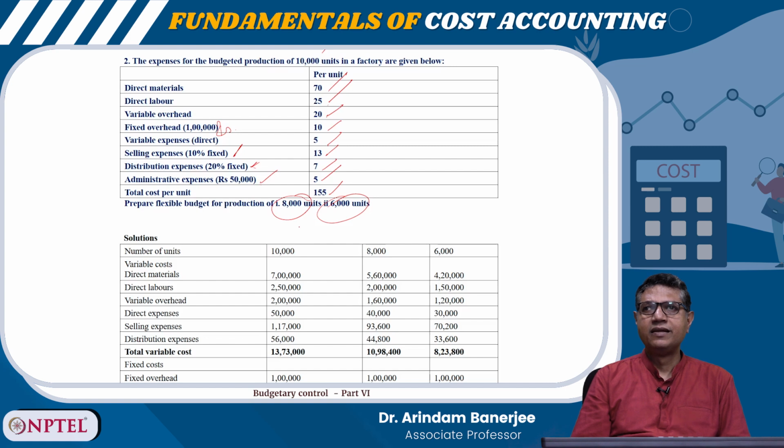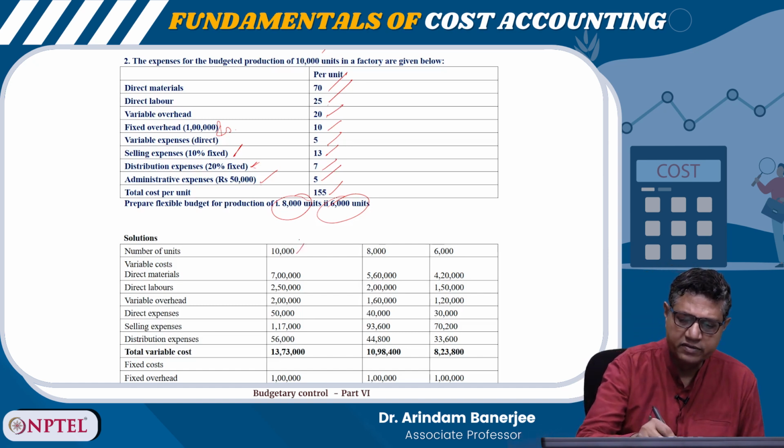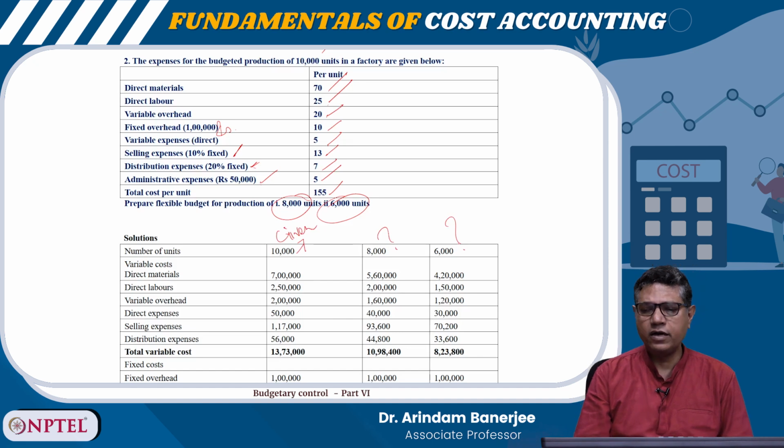A few expenses like fixed overhead and administrative expenses are totally fixed in nature, and selling expenses and distribution expenses are partially fixed or semi-variable in nature. Now the question is, this first column is given. We have to find out the budget for 8,000 units and 6,000 units.